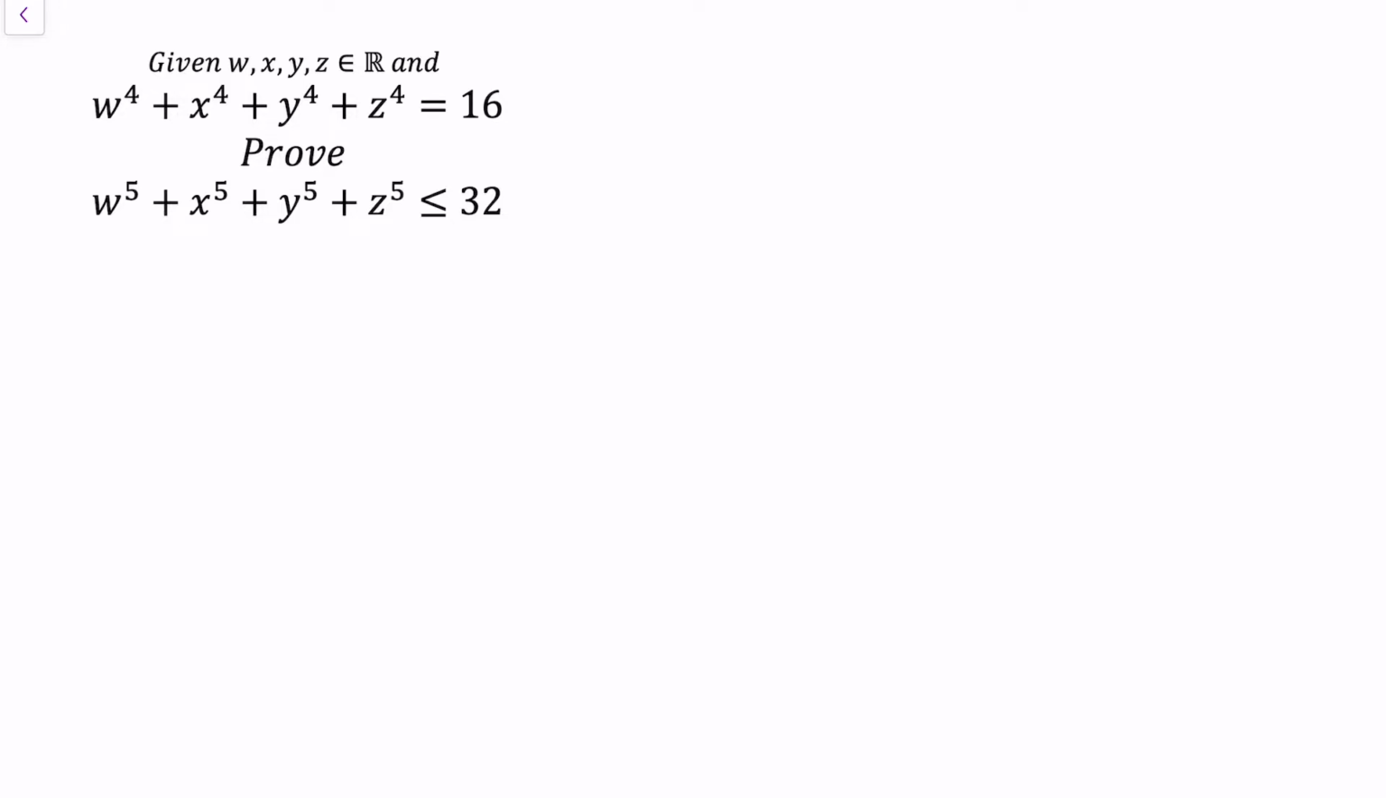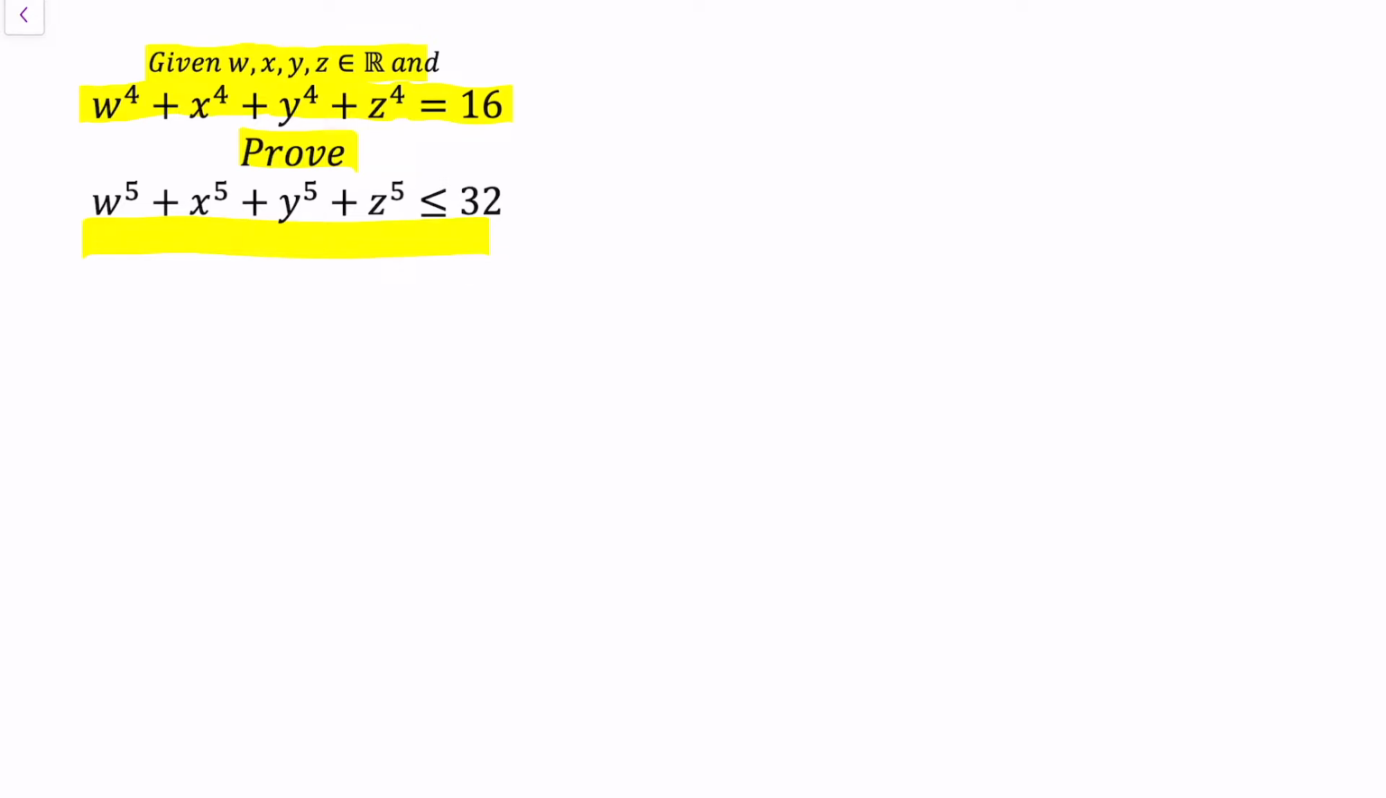In this video we're going to solve an interesting inequality question. So we're given that w, x, y and z are real numbers, and we're further given that w to the 4 plus x to the 4 plus y to the 4 plus z to the 4 is equal to 16. And we want to prove this inequality here. If you'd like to pause the video and try it yourself first, we can go over it together.